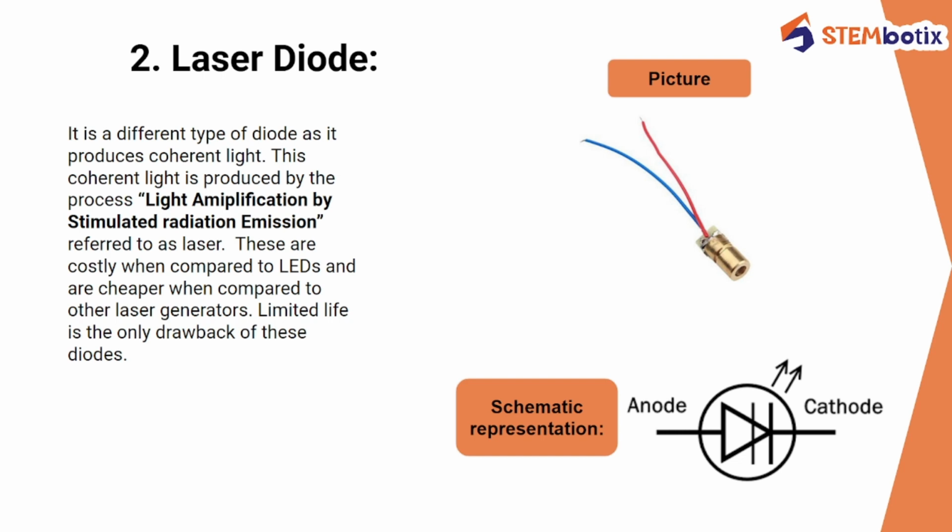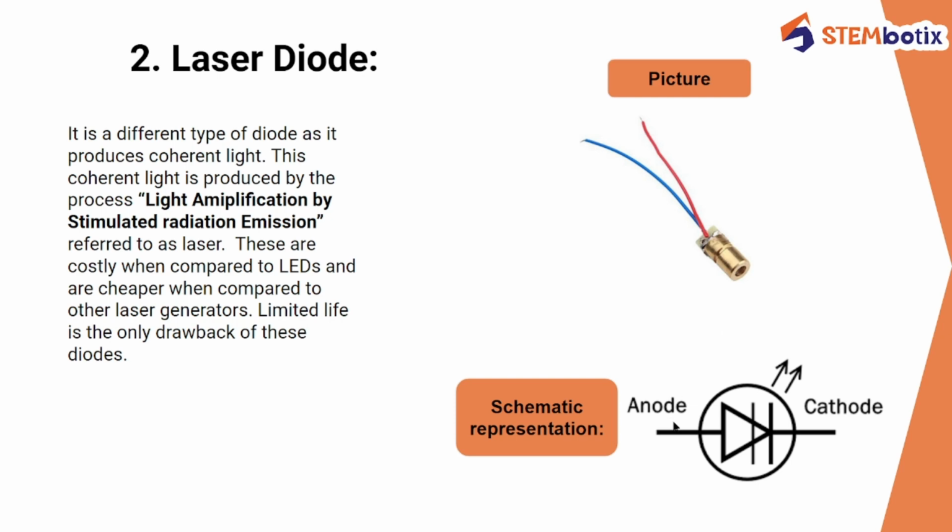This is the pictorial representation of your laser diode. This is how your laser diode looks. These are the two terminals, or two ends, of this diode to which you can connect a power source. This stands for the positive connection and this is for the negative connection, and this is the space from where the amplified beam of light goes out.